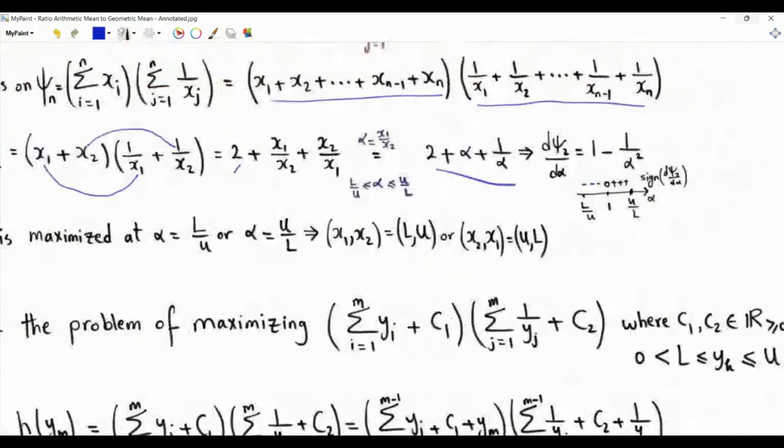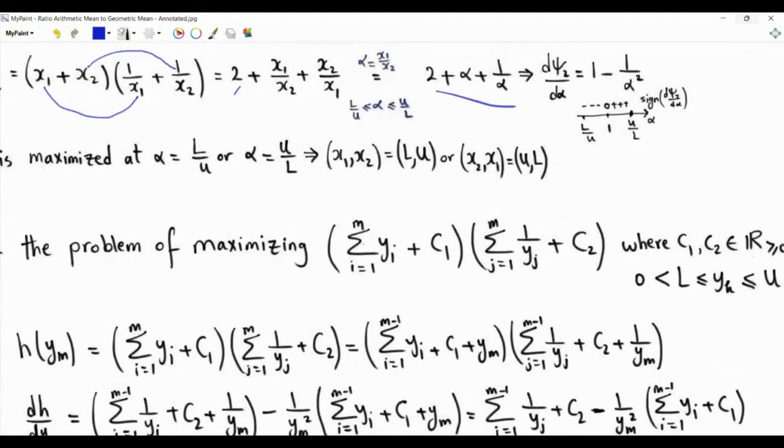Suppose that we have this problem of maximizing this sum of the y's plus some non-negative constant C1 and the sum of the reciprocals plus another non-negative constant C2. And the y's here are like our x's, so they live between the strictly positive L and big U. So we are interested in this. Again, it looks very much like our problem. So we have a sum, but then we just have here a factor, so we add a non-negative constant, and here we add another non-negative constant.